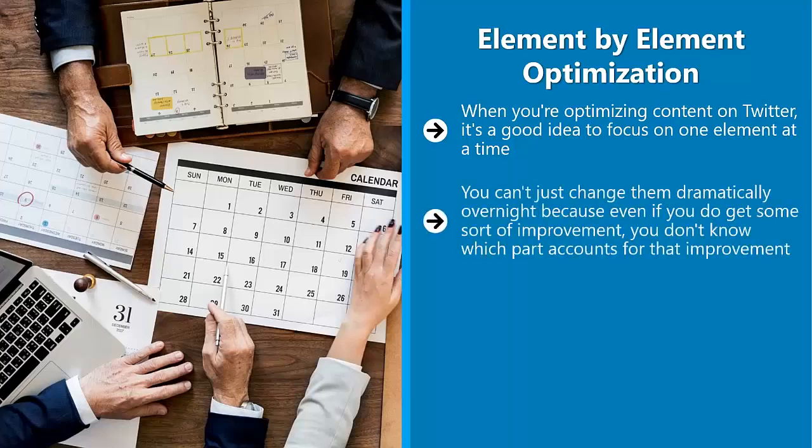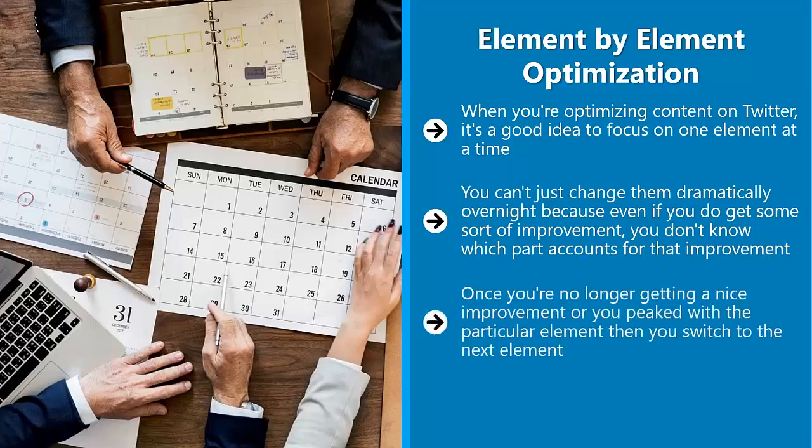You can't just change them dramatically overnight because even if you do get some sort of improvement, you don't know which part accounts for that improvement. You're completely in the dark. On the other hand, if you optimize element by element, you can clearly identify which part you changed and reasonably conclude that this accounts for the improvement. Once you're no longer getting a nice improvement or you peaked with a particular element, then you switch to the next element. With Twitter, this is pretty straightforward.